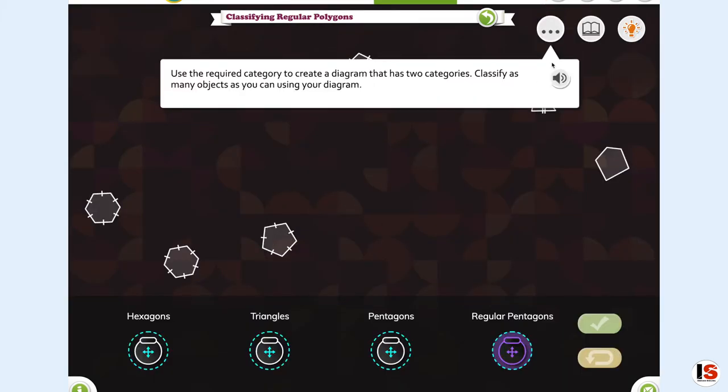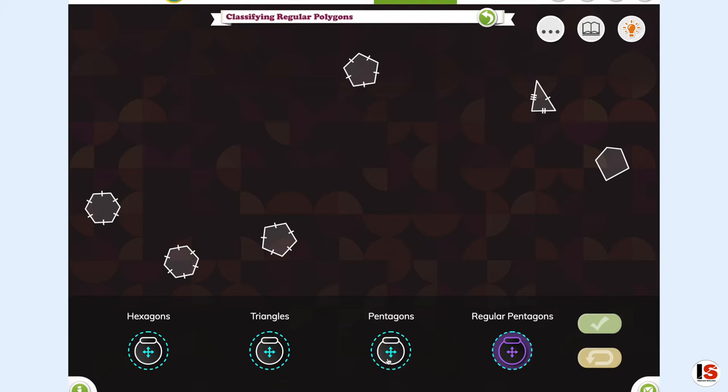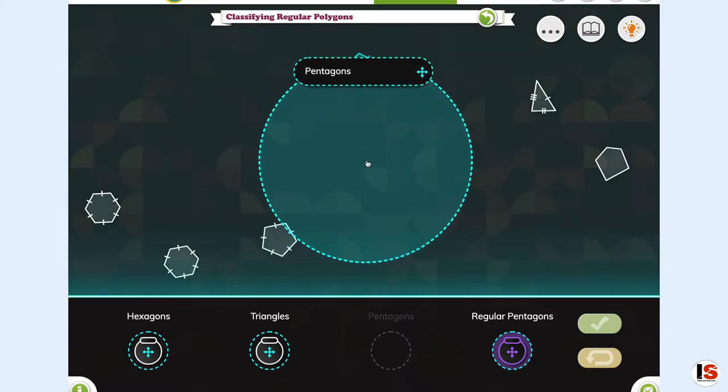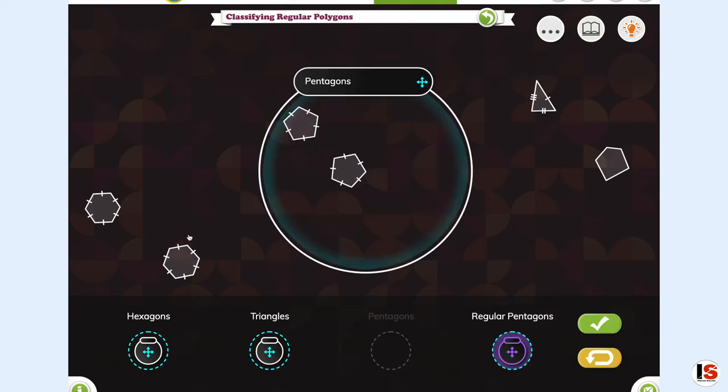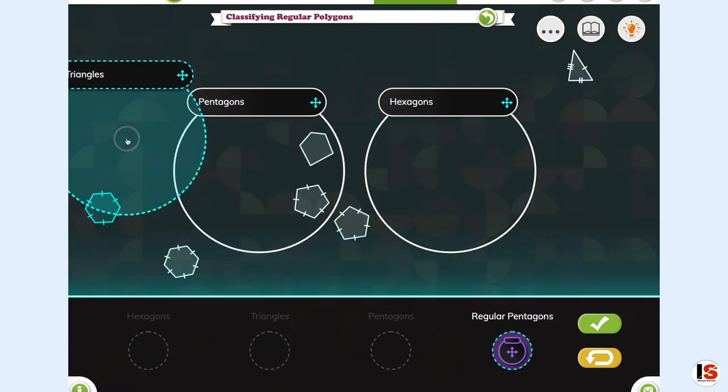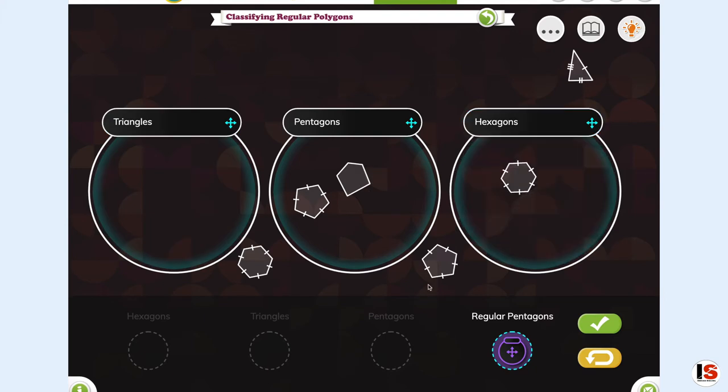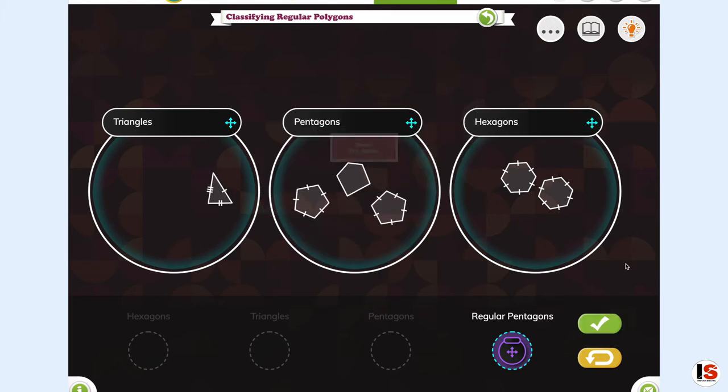Okay. Use the required category to create a diagram that has 2 categories. Classify as. Okay, so, we have pentagons in here. Okay, that's 1, that's 2. This is 3. And hexagon and triangle. We have these. Okay, hexagons. Okay, wait. 1, 2, 3, 4, 5, 6. Yeah. This is a pentagon, and then this is a triangle. Your diagram did not use the required category. Oh.